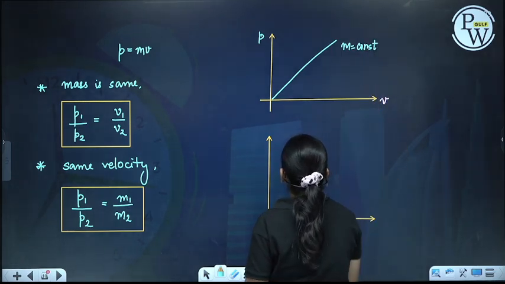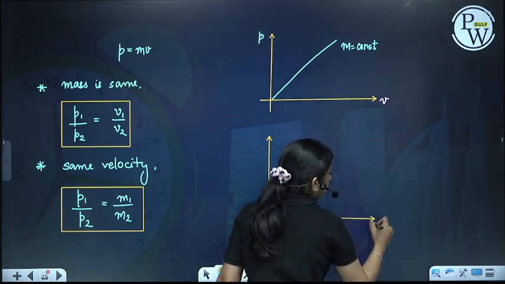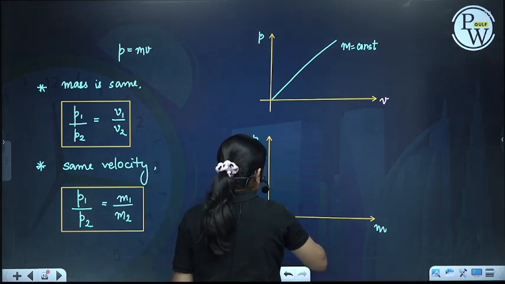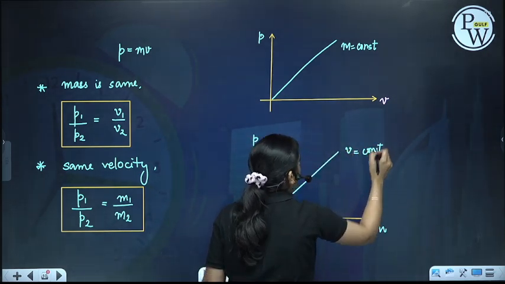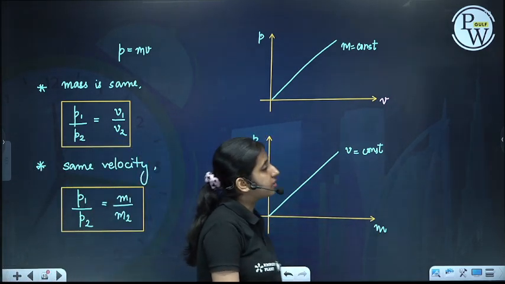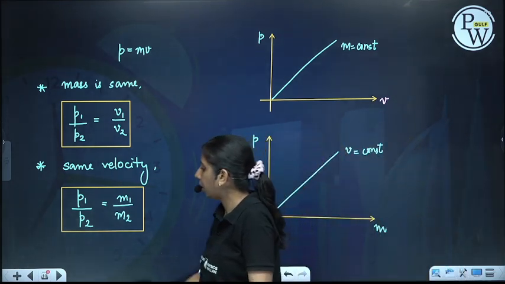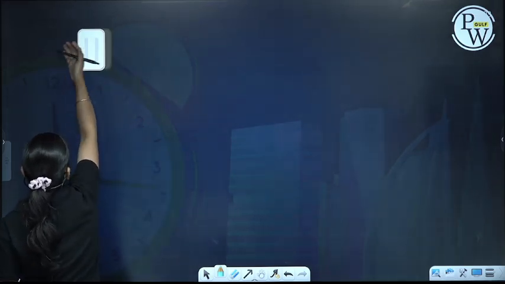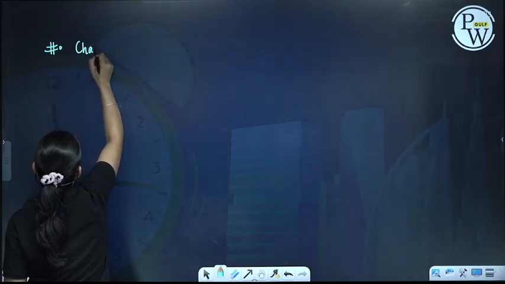When mass is constant, linear momentum is directly proportional to velocity, and if we have the same velocity with variable mass, then linear momentum will be proportional to mass. When velocity is constant, this will be the graph, and when mass is constant, that one will be the graph. Now how to find change in linear momentum?